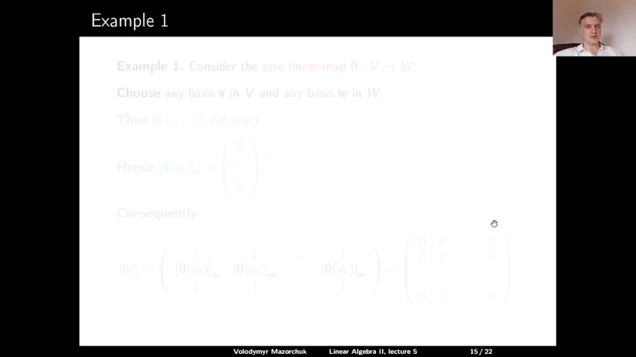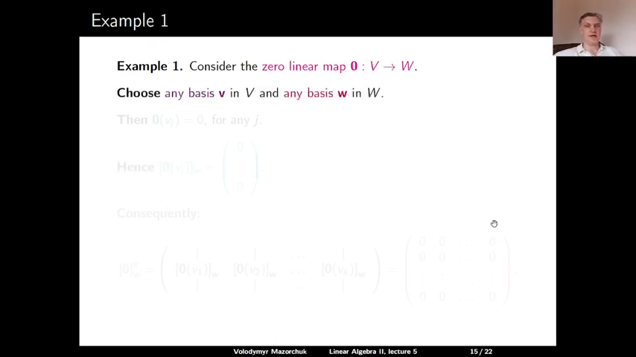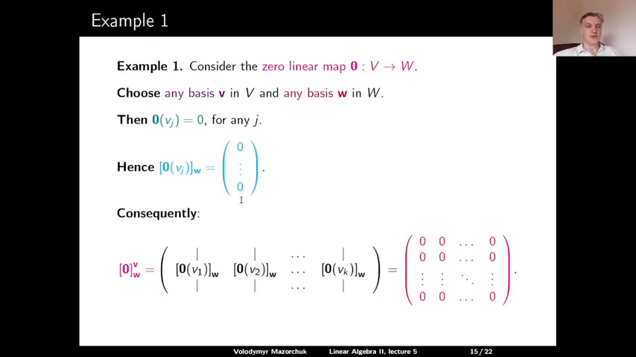Let us now look at some examples. Consider the zero linear map from V to W. Choose any basis in V and any basis in W. Recall that the zero map is defined as follows. It sends everything to zero. In particular, all elements Vj in the basis bold V are sent to zero. So the coordinates of the zero vector in basis W are zeros. Consequently, the matrix of the zero map is the zero matrix. It has as many columns as the dimension of V and as many rows as the dimension of W.